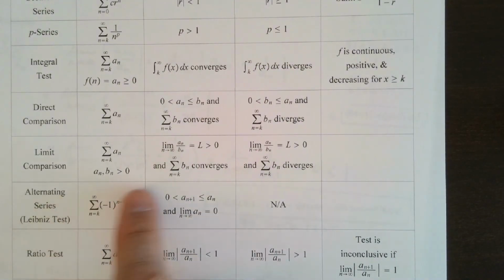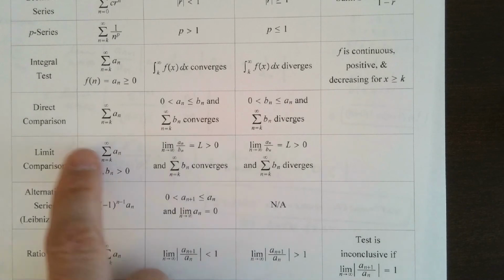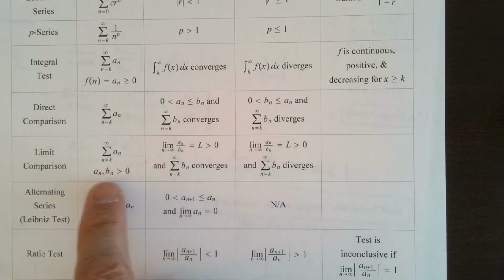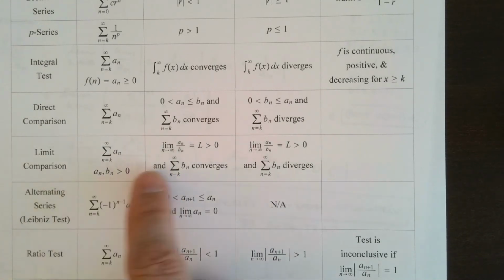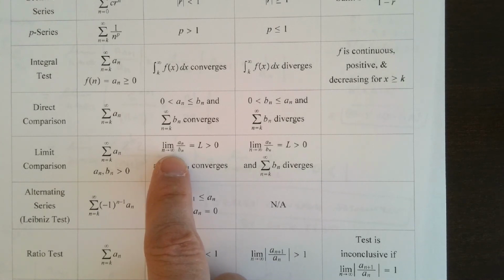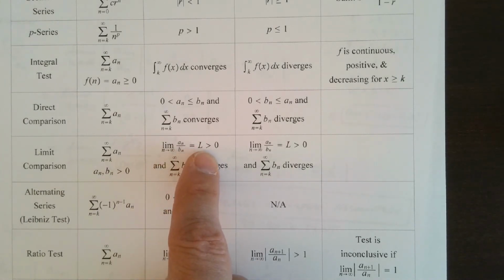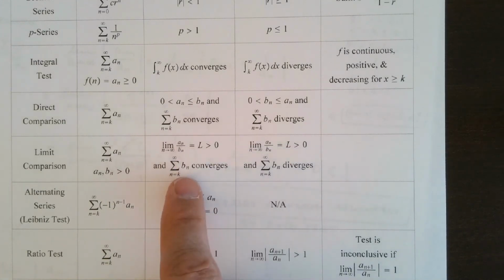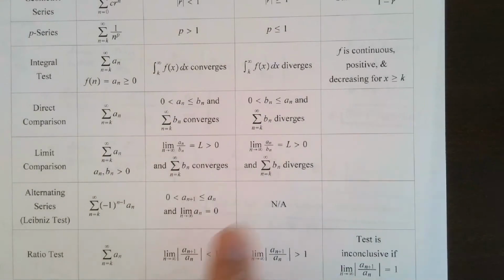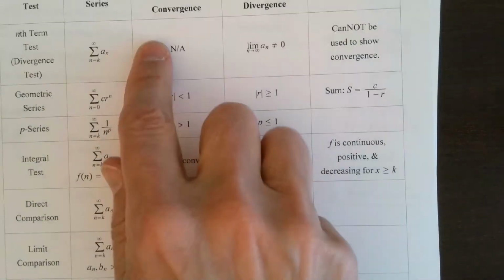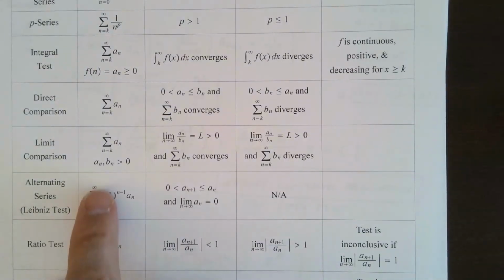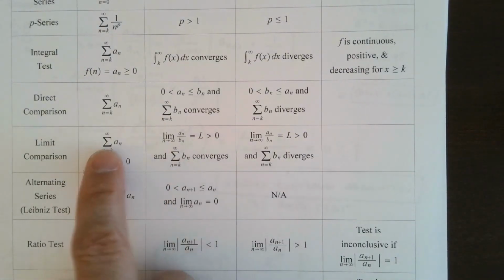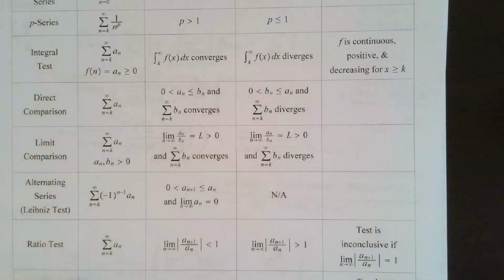Limit comparison, same thing. A little more powerful in some ways than direct comparison. You just have positive term series again. Look at the ratio. If the limit of the ratio a sub n to b sub n as n goes to infinity is some positive number, then both series will either converge or diverge. This column right here is the criteria for convergence of a sub n. They both converge together or they both diverge together.